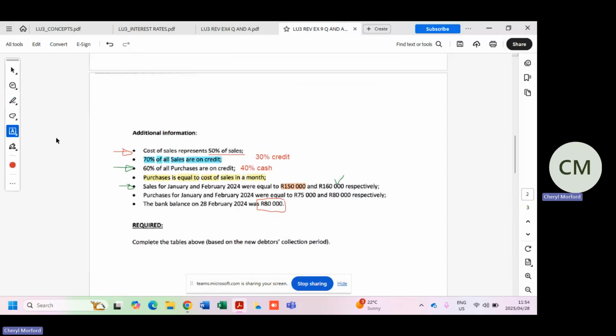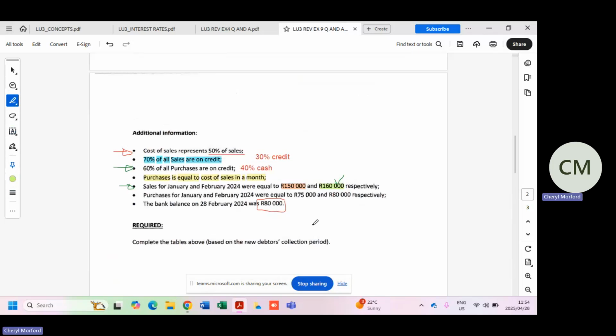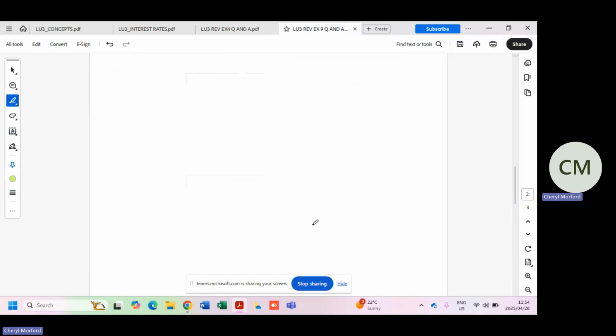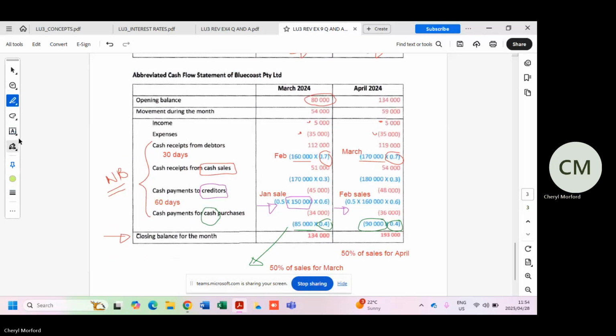And we can find that over here. Here's the February sale: 160,000. So I'm going to take my February sale, find half of it. That will give me cost of sales, which gives me my purchases. Then I'm going to find 60% of it, pay it 60 days later in April. And that's exactly what we've done over here. That's where we're going to get that amount. So everything is now completed.